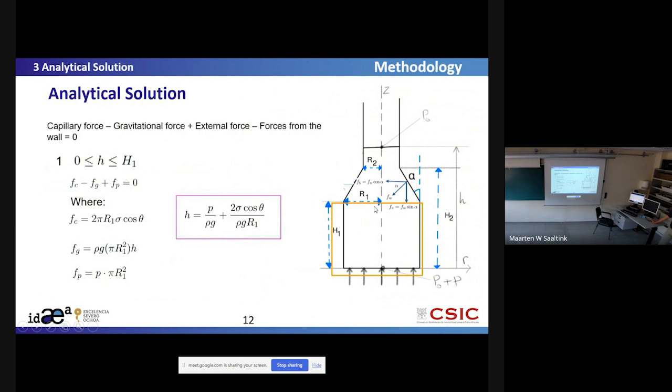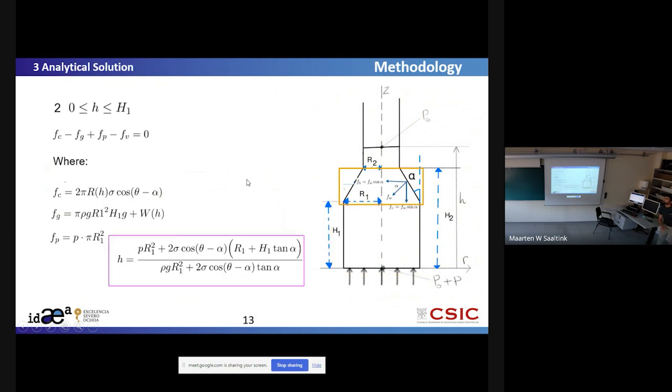Coming to the first section, with H being the rising height again. When the rising height is between 0 and H1, that means in this rectangular box, we calculate the capillary force, the gravitational force, and the external force, but we don't calculate forces from the walls because the fluid has not reached this region yet. We do this simple math and arrive at this calculation. It's pretty straightforward.